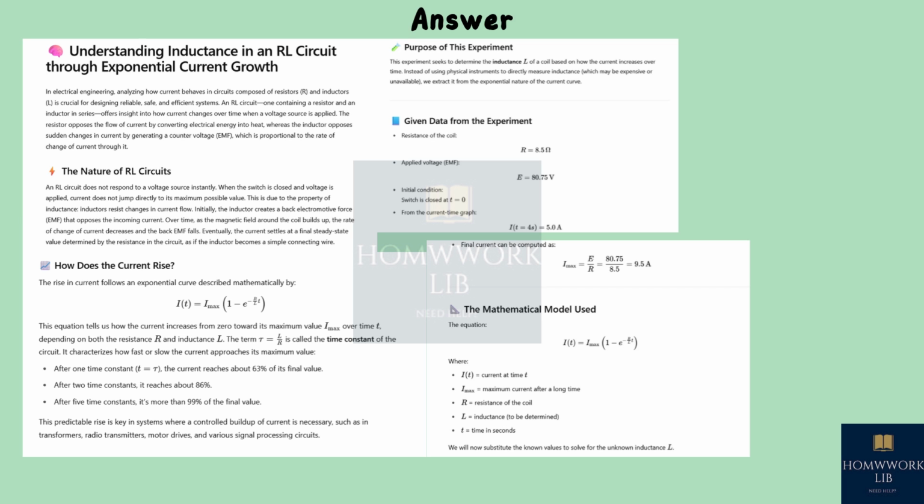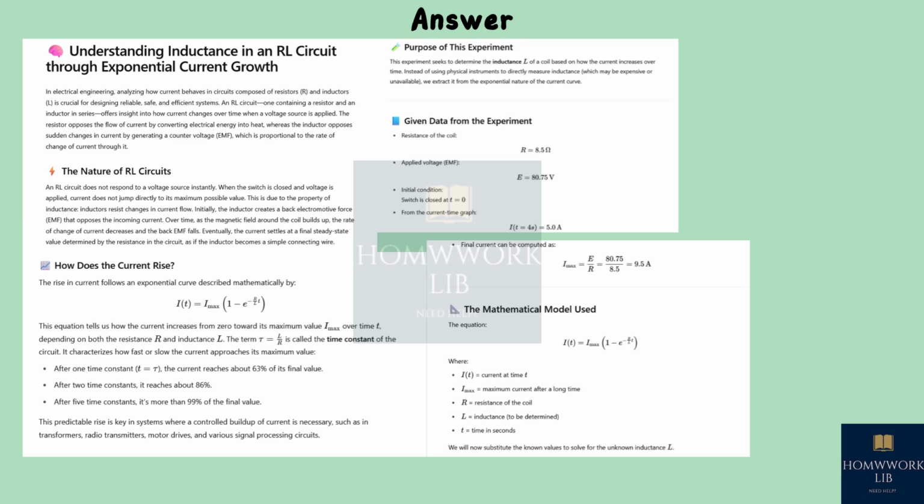Purpose of this experiment. This experiment seeks to determine the inductance, L, of a coil based on how the current increases over time. Instead of using physical instruments to directly measure inductance, which may be expensive or unavailable, we extract it from the exponential nature of the current curve.